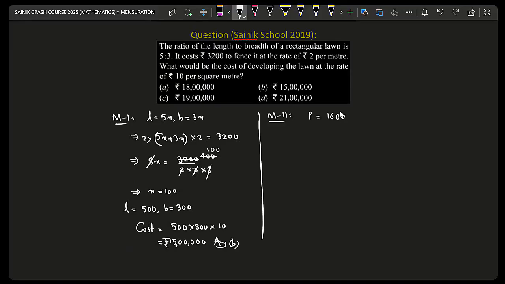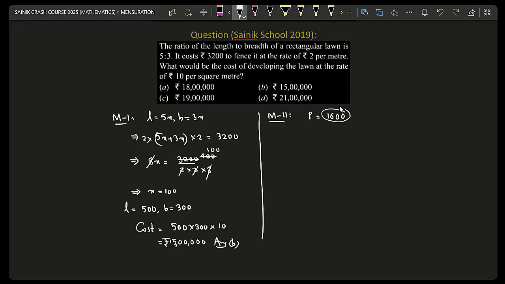So is this the L plus B value, 1600? Yes, sir. No, sir. Why, sir? It is not the L plus B value. Sir, it is perimeter, sir. I'm asking, is this the L plus B value? No, sir. What is that? Sir, it is perimeter, sir.